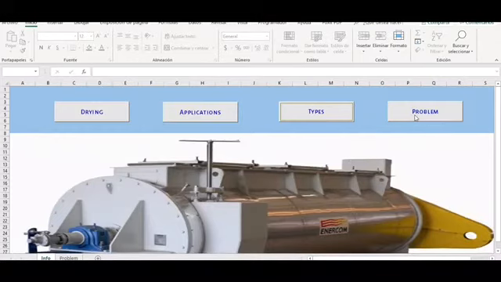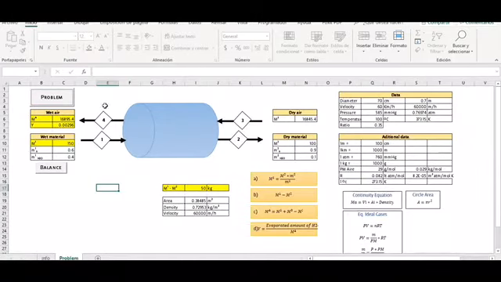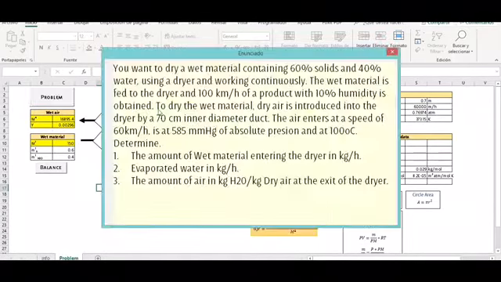Okay, so if we click on the next button, we have the problem. It goes over here and we have the button of the description of the problem that I'm gonna read for you. And it says, you want to dry a wet material containing 60% solids and 40% water. Using a dryer and working continuously, the wet material is fed to a dryer at 100 km per hour. A product with 10% of humidity is obtained.